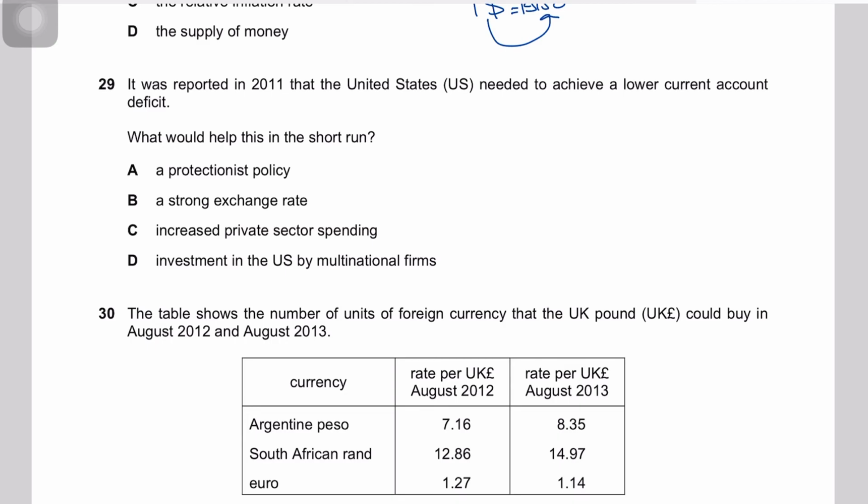Capital and financial account are not in your syllabus, but still you should know them. You should know the logics behind them. What would help this in the short run?